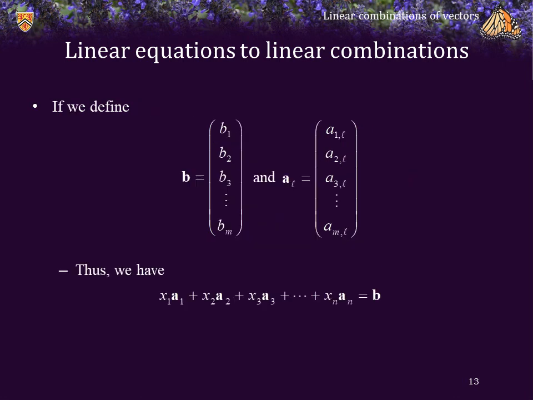Consequently, if we define the vector b to be the right-hand vector and the vector a sub l to be each of those corresponding vectors, l going from 1 to n, then we essentially have the problem of finding a linear combination of the vectors a sub 1 through a sub n, where the scalar multiples are x1 through xn, and the target vector is the vector b.